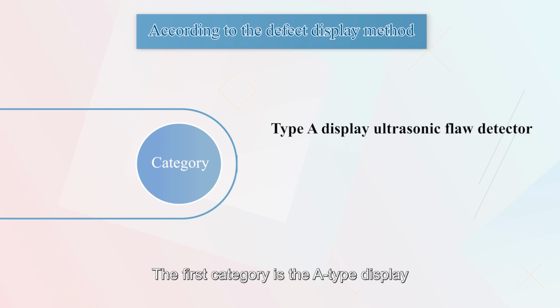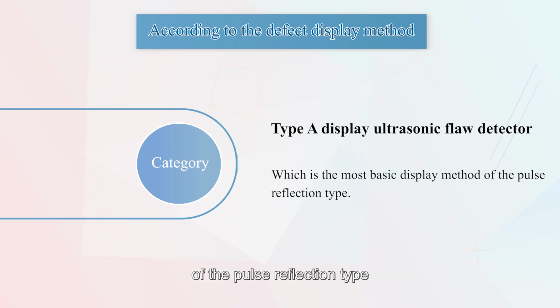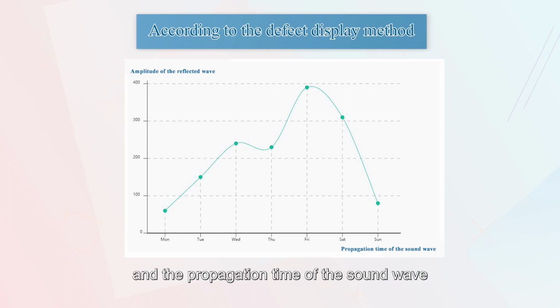According to the defect display method, it can also be divided into three categories. The first category is the A-type display ultrasonic flaw detector, which is the most basic display method of the pulse reflection type. On the screen, the amplitude of the reflected wave is represented by the ordinate, and the propagation time of the sound wave is represented by the abscissa.